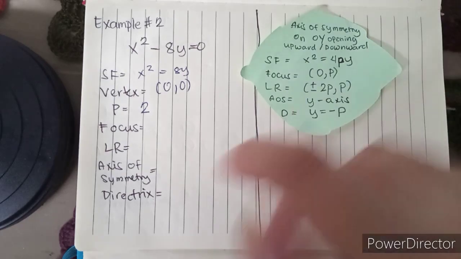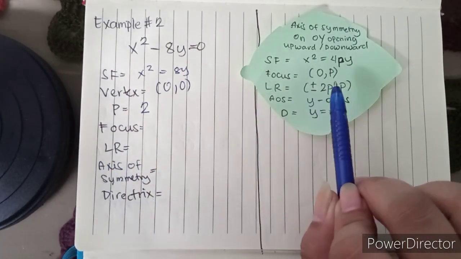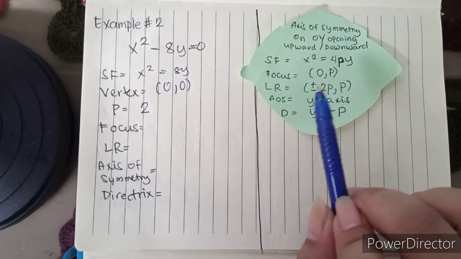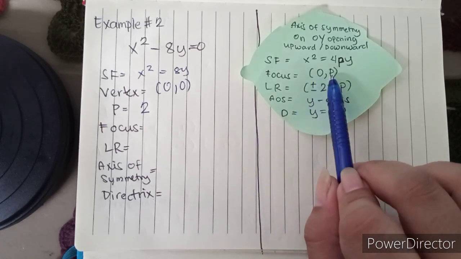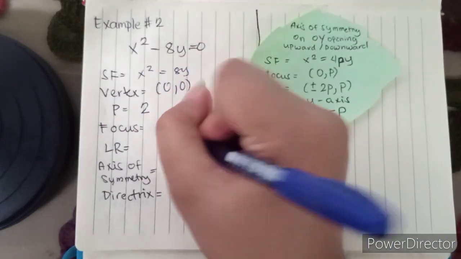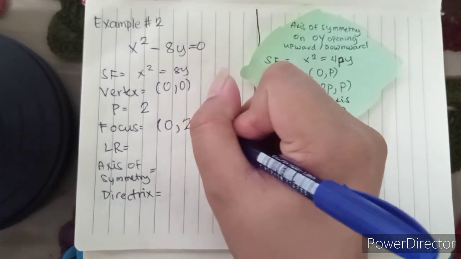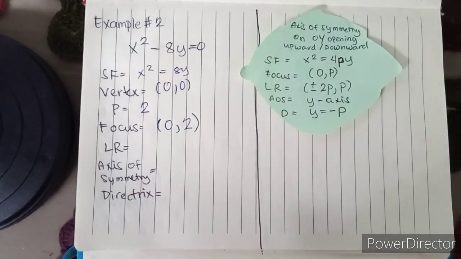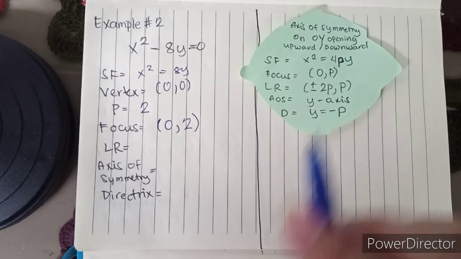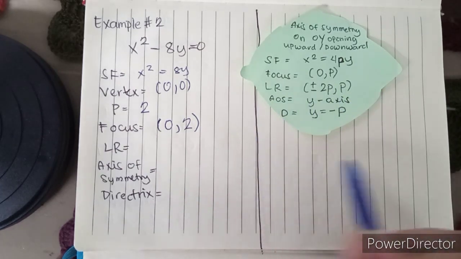Next, doon tayo kay focus. So, sabi dito sa ating equation or sa ating formula na ang focus ay (0, P). So, (0, the value of our P ay 2). So, this is our focus now. Next, doon tayo kay latus rectum. So, isulat muna natin siya dito.